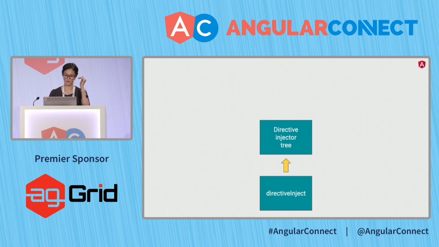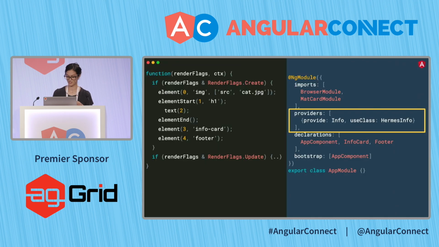So we'll look at the directive injector for the node that's closest to where we're requesting it, and then we'll keep walking up all the way to root. And if it's not there, then we fall back to the module injector. The module injector is where we keep track of providers that you set on ng modules. And if we don't find it in the module injector, then you're out of luck, and we'll return null or something, depending on if it's optional.